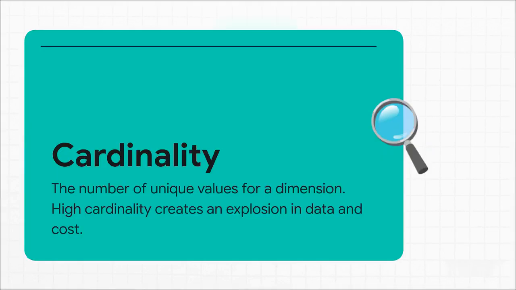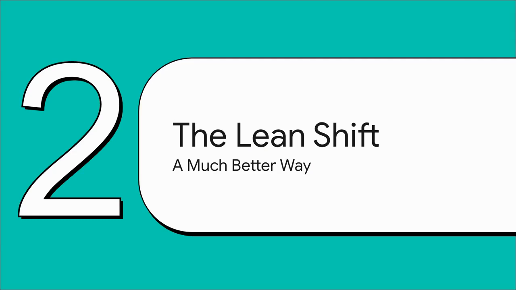So what on earth is cardinality? To put it simply, it's just the number of unique values for a dimension on your metric. Think about a dimension like environment. You probably have dev, test, and prod. That's low cardinality, only 3 unique values. But what if you use user ID or request ID as a dimension? You could have millions, even billions of unique values. Each one of those creates a brand new time series that you have to store, and your costs just go through the absolute roof.